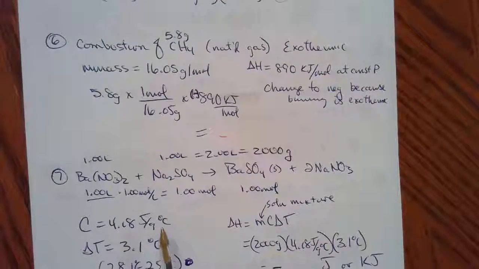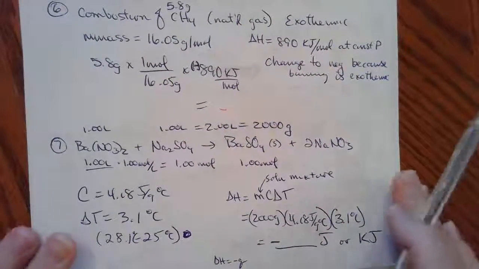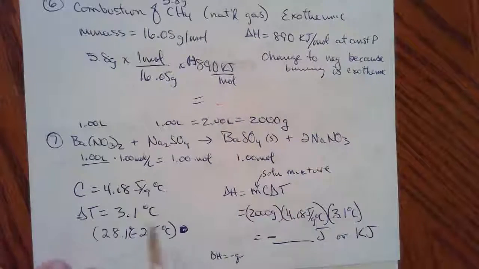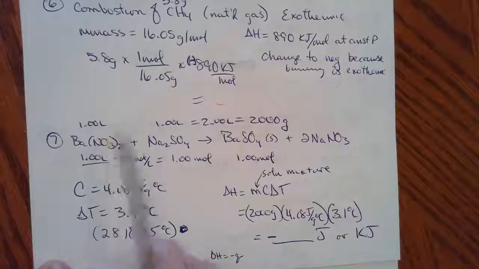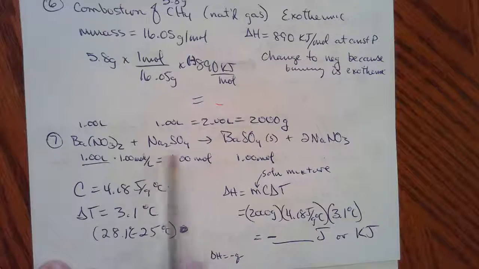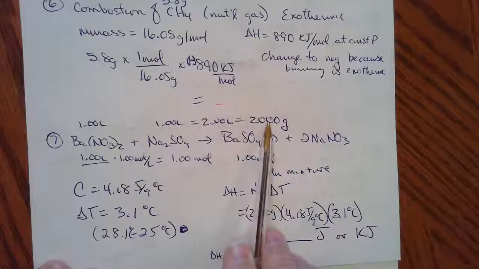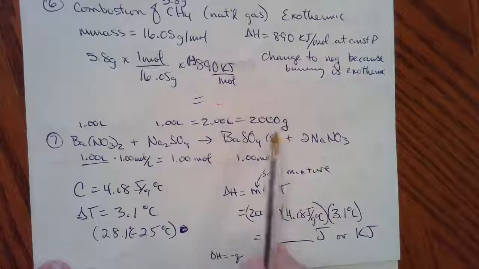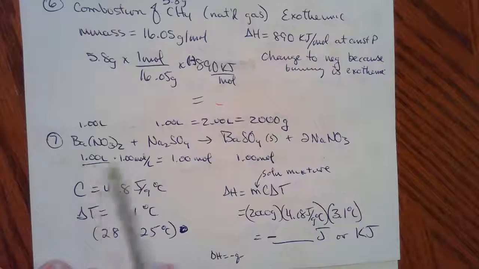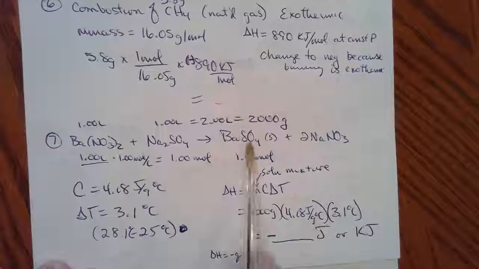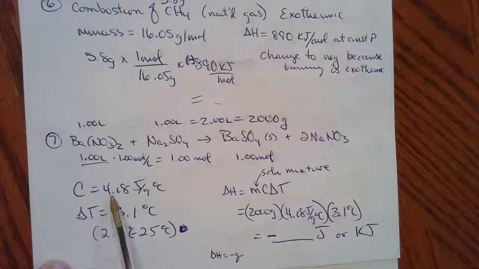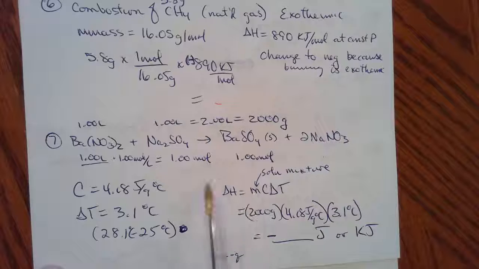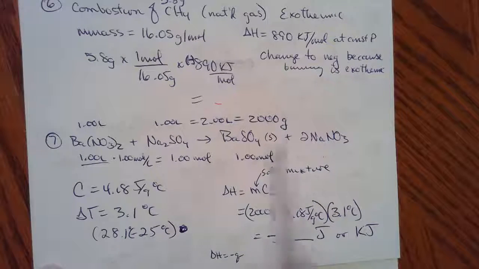Number 7. This used, that's the same problem. Okay, so barium nitrate and sodium sulfate solutions, 1 liter times 1 molar. So each one is 1 mole. We got 1 liter of each and 1 molar of each. So that's 2 liters, or 2,000 milliliters. It'll be 2,000 grams. So we got 1 mole of each. So we make 1 mole of product because it's a 1 to 1 to 1 to 2 ratio. It says that it's mostly water, so 4.18, and the density was about 1 gram per cubic centimeter. That's how we know it's 2,000 grams.